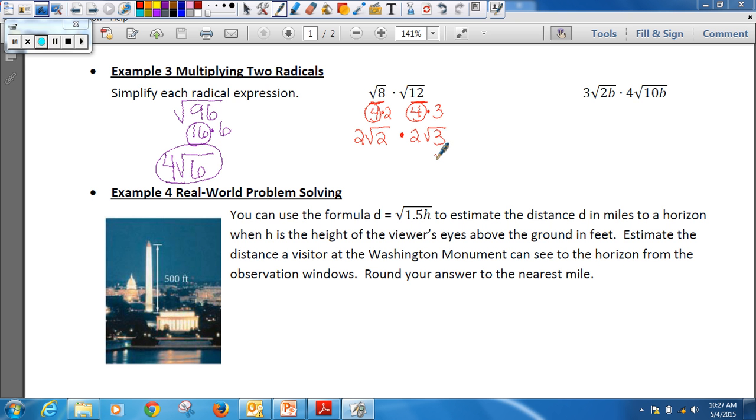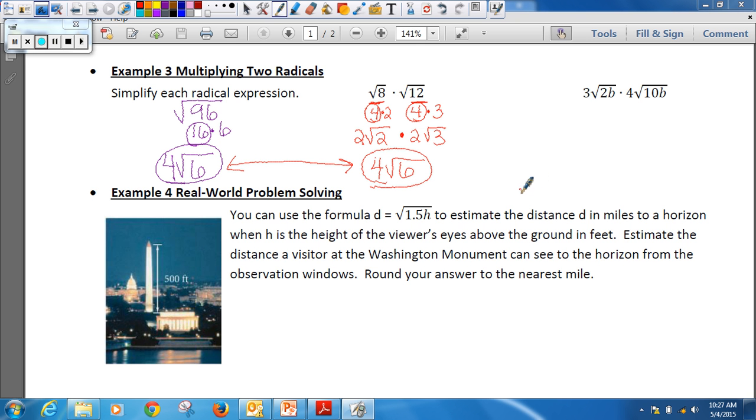Now you multiply each like part. So the numbers out front, 2 times 2 gives me 4. Square root of 2 times 3 is 6. There's no perfect squares in 6, so again I get 4 square root of 6. So as you notice, these two answers are the same. So you can either multiply and then simplify, or simplify first and then multiply. Both will give you the same answers.